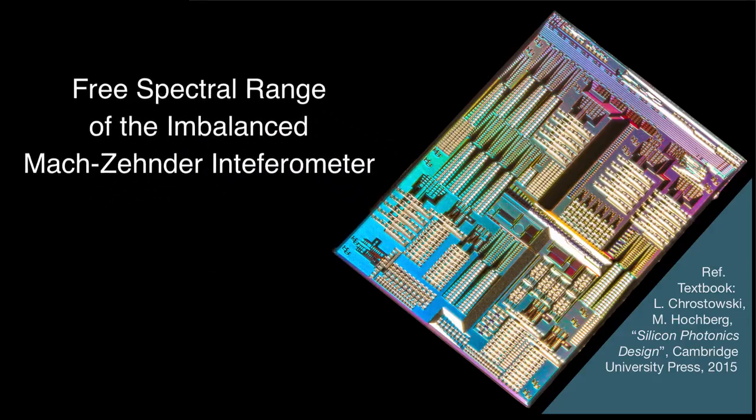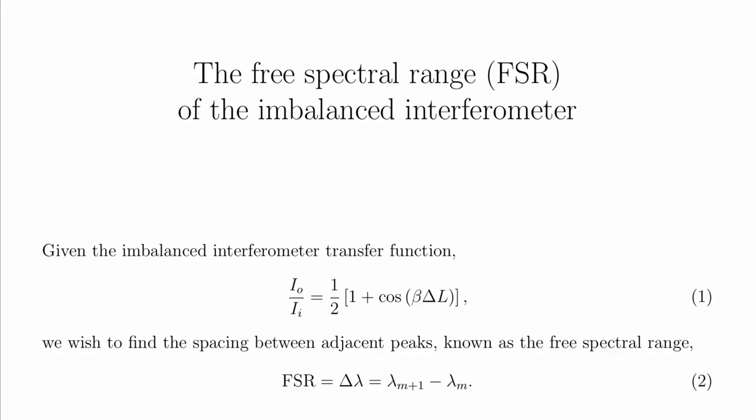In this unit, we would like to find the free spectral range of the imbalanced interferometer. As we will find out, the FSR will depend on the path length difference of the interferometer, as well as an important waveguide parameter, namely the group index.